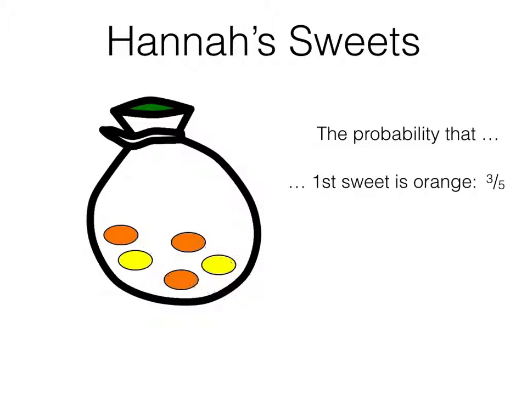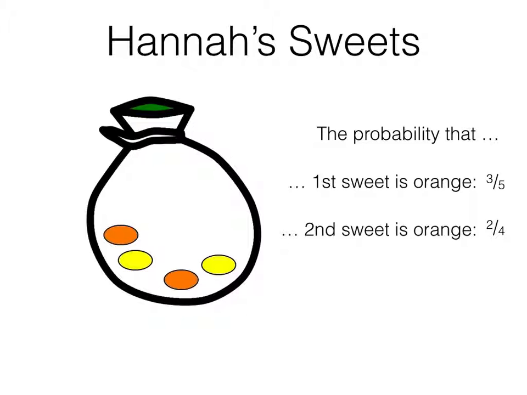And now what about her second choice? Remember that one sweet has now gone, an orange one. So the bag now contains 4 sweets, of which 2 are orange. So this time her probability of choosing an orange one is 2 out of 4, or 2/4.